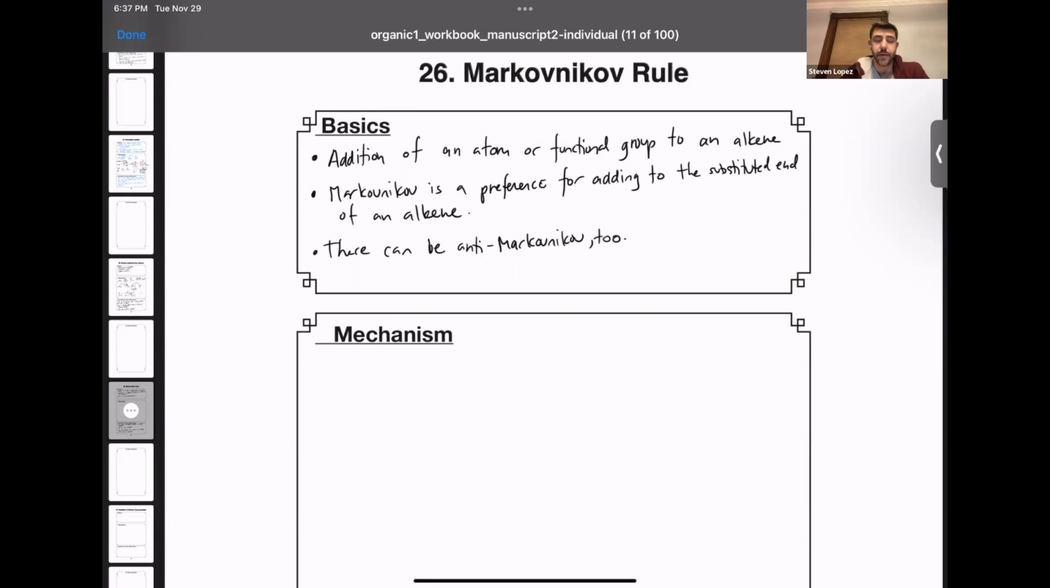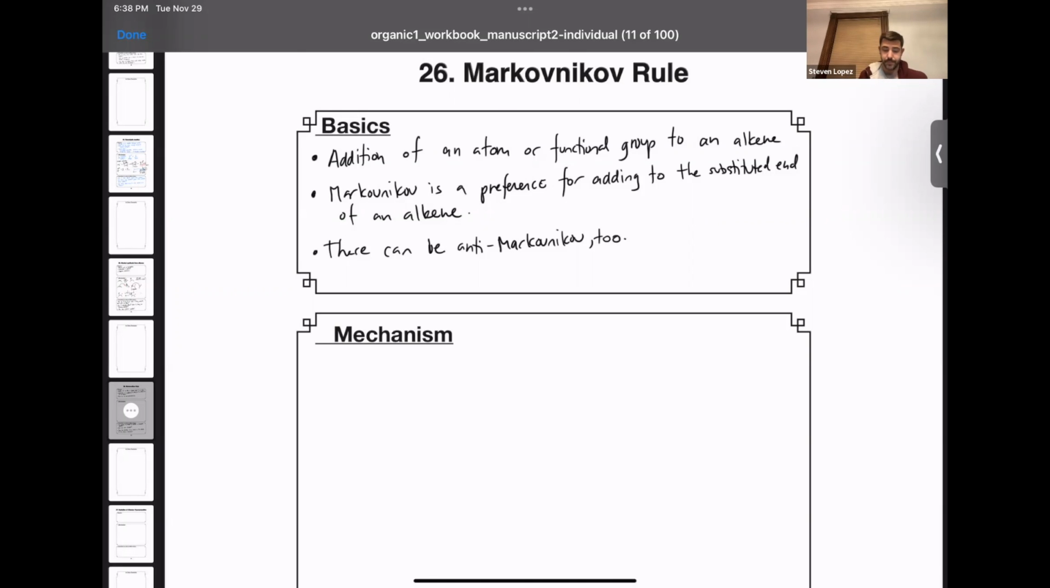Today, we're going to be talking about the Markovnikov rule and how it relates to adding electrophiles across alkenes. Building on the last episode, this involves the alkene acting like a nucleophile and attacking an electrophile. A Markovnikov product is just a preference for adding to the substituted end of an alkene instead of the unsubstituted or less substituted end of an alkene. And there can also be anti-Markovnikov products.